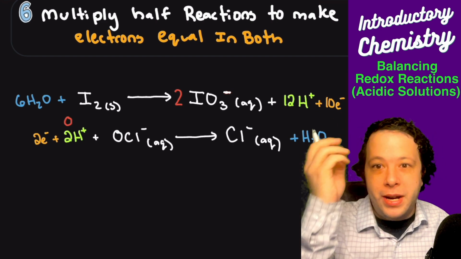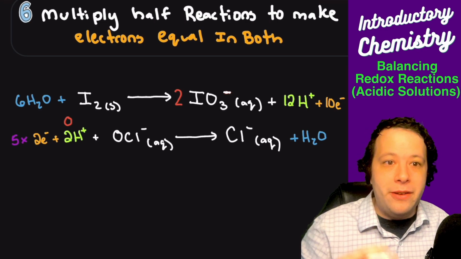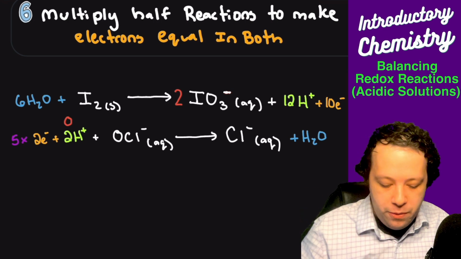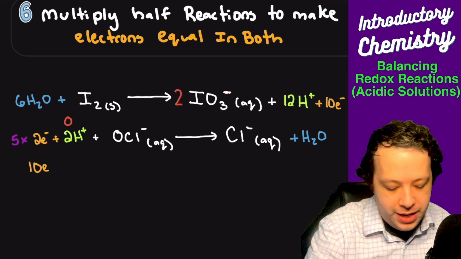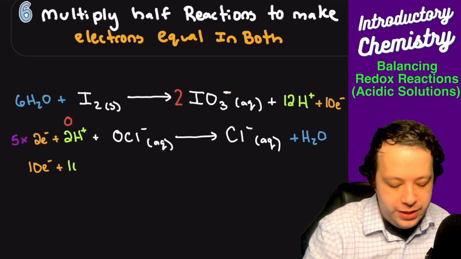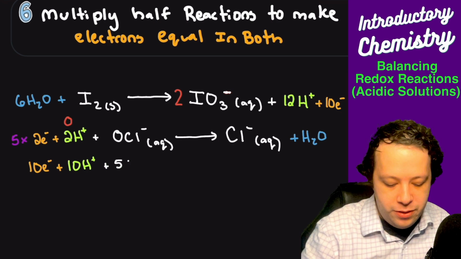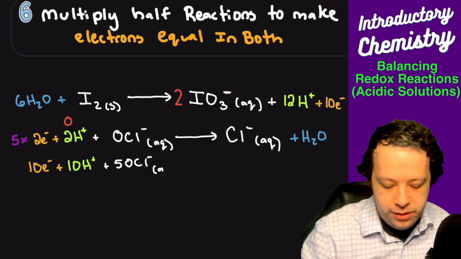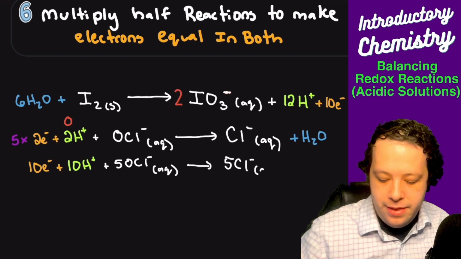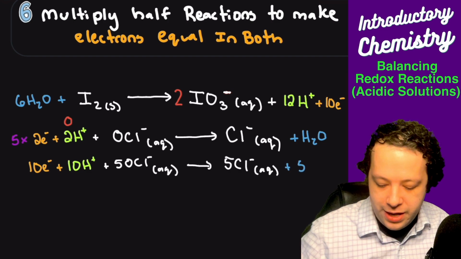Being that the bottom is a smaller number, we're going to multiply the bottom by 5. So therefore, 5 times 2 electrons. We're going to rewrite the bottom, multiplying everything by 5. So I have 10 electrons, I'll have 10 protons, then I'm going to have 5 OCl minus, right? And I'm going to have 5 chlorines, and then we will also have 5 waters on the problem.